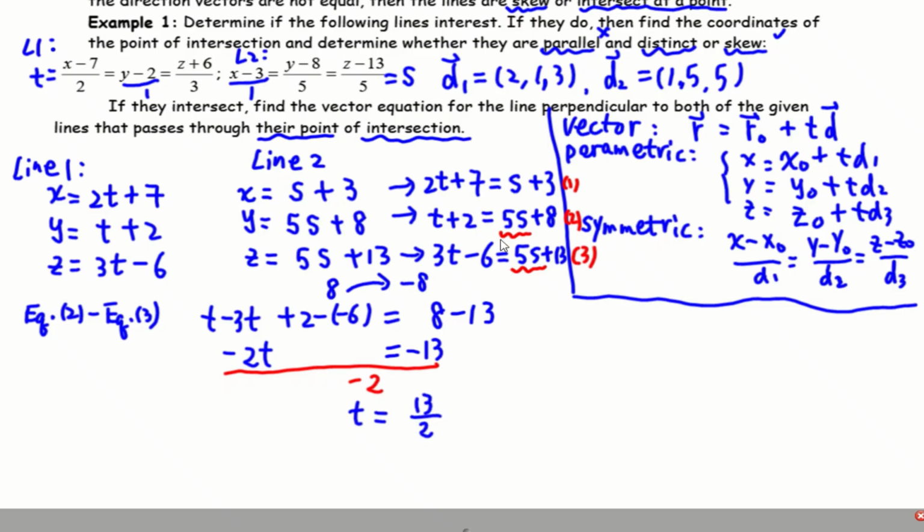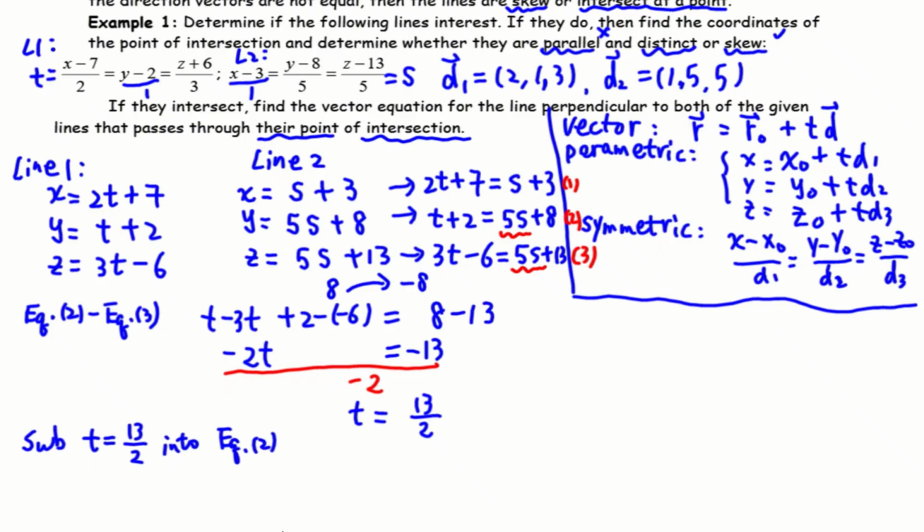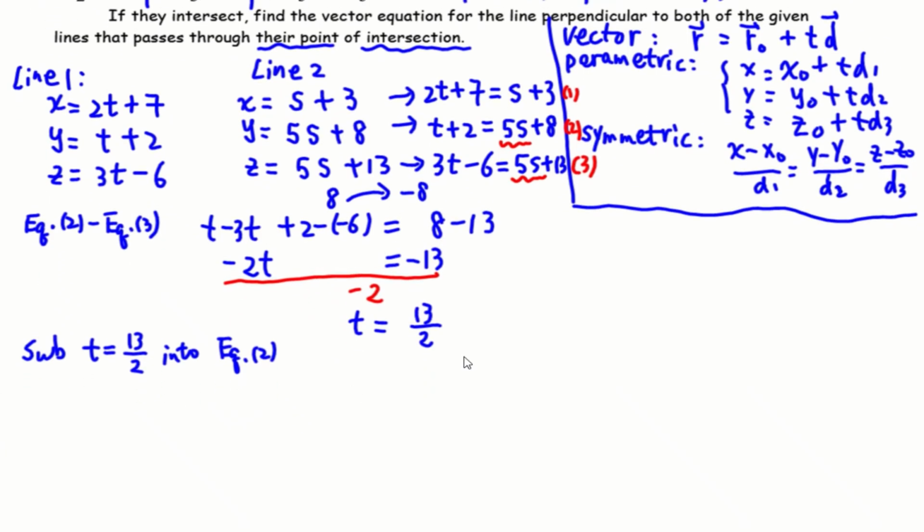Then we could pick one of the equations from 2 or 3. We may pick 2 because it has 1t at the front. So we sub t equals 13 over 2 into equation 2. Then we are going to have 13 over 2 plus 2 equals 5s plus 8. We want to solve for s. We want to move the 8 and the 5 to the other side.